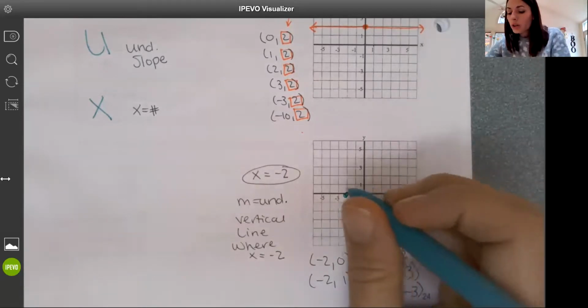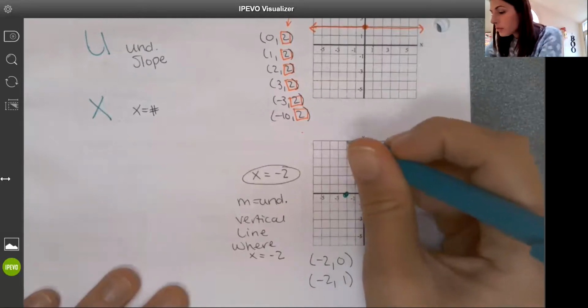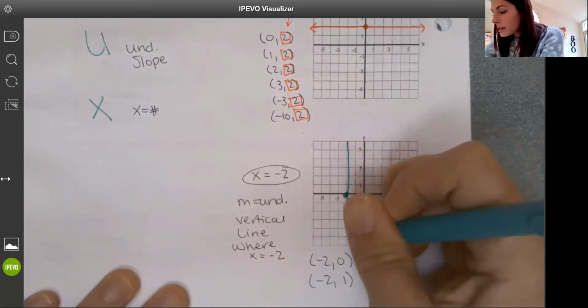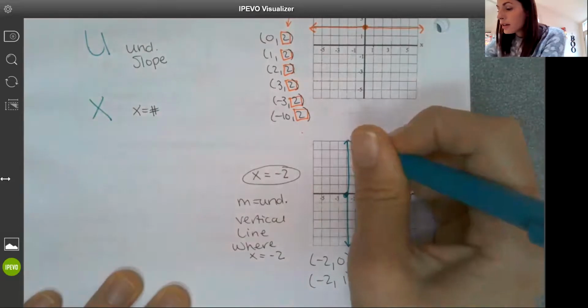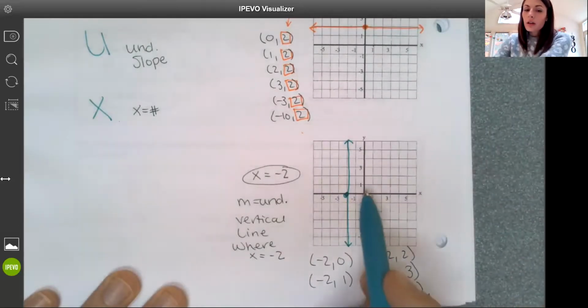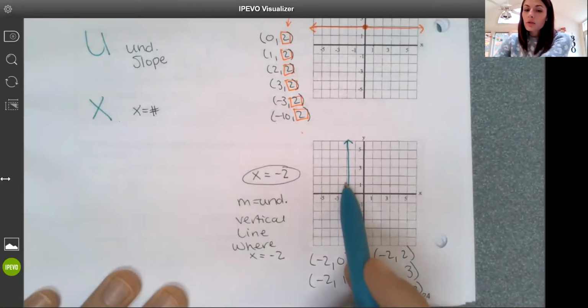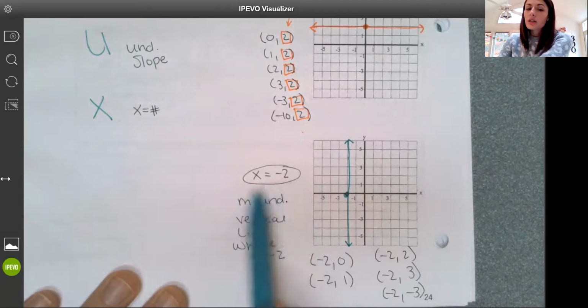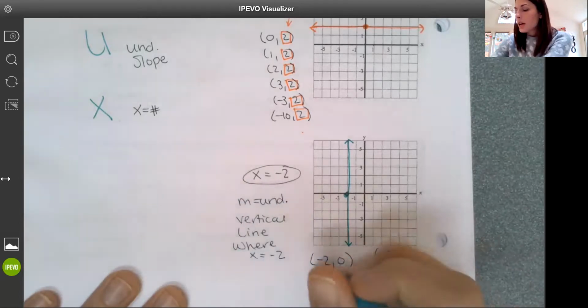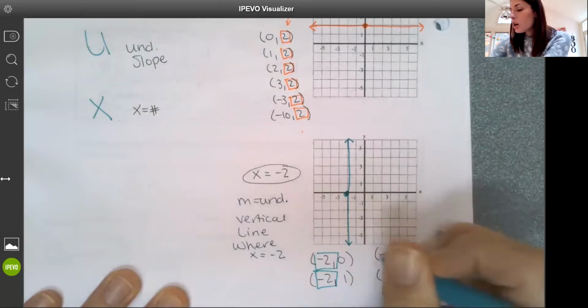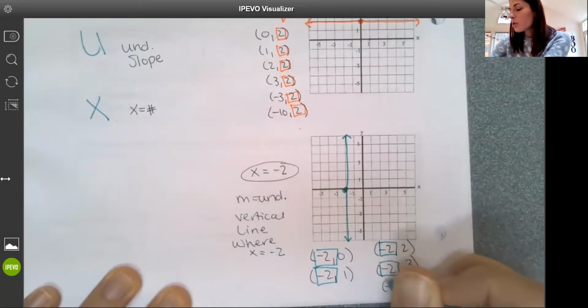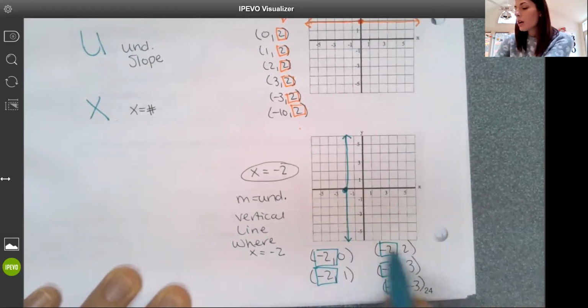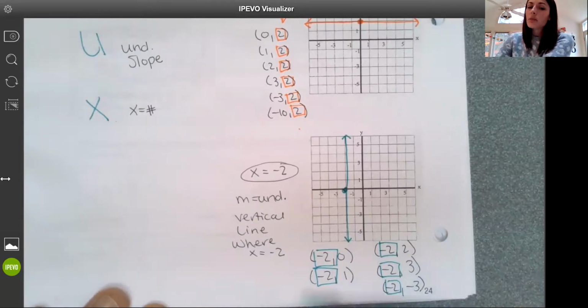And it's going to be a vertical line where X is at negative 2. That's what my graph looks like when I'm given something that looks like X equals negative 2. And all of my inputs, all of my X values in those ordered pairs are always negative 2. And that input goes to infinitely many outputs. That makes this not a function.